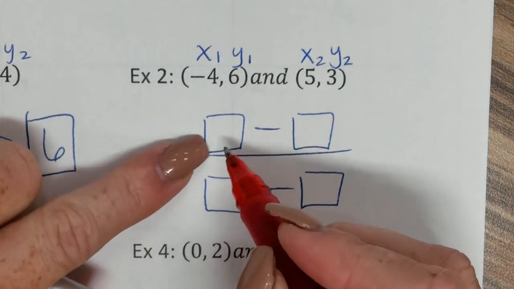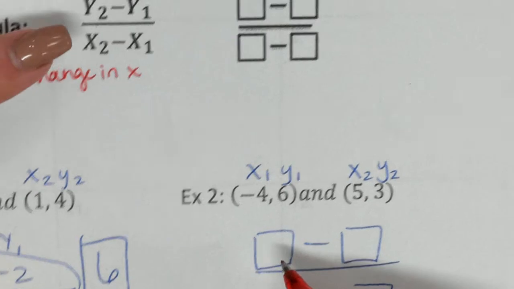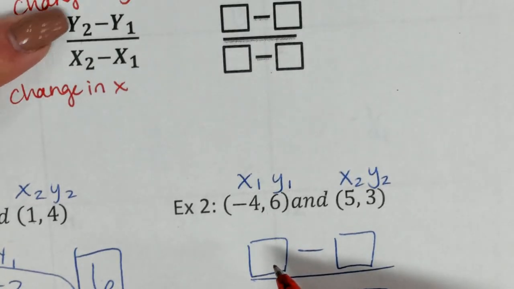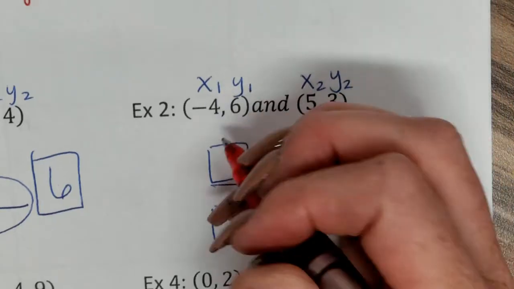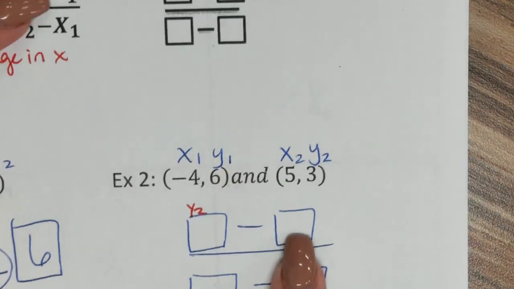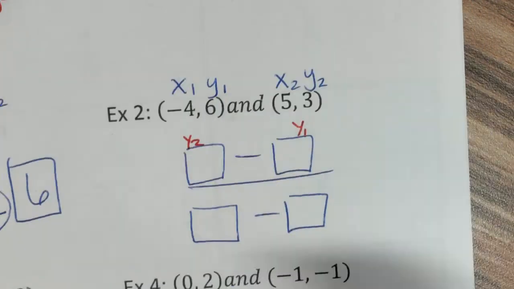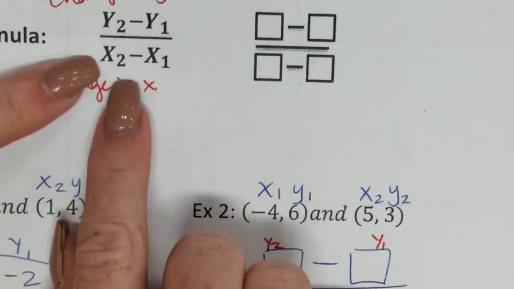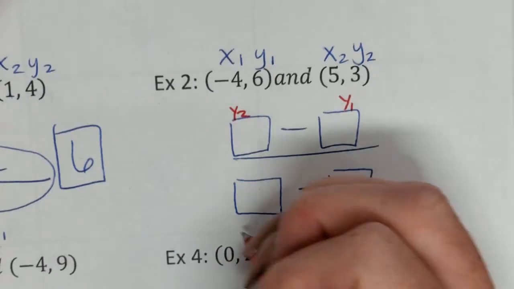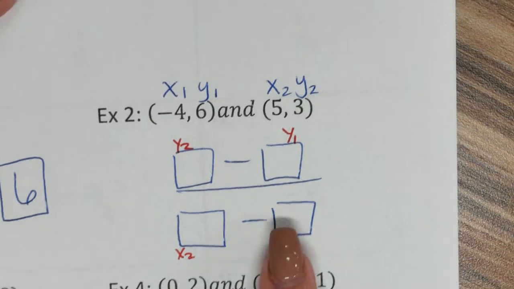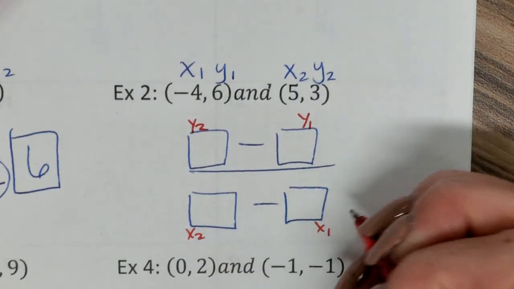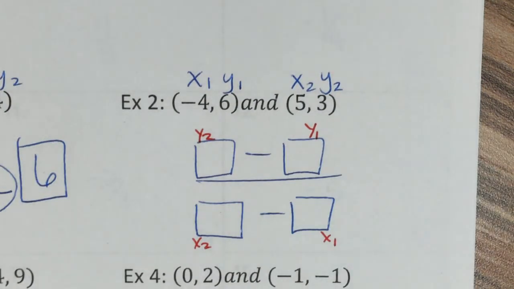In this box, the formula says we're going to put what? Y2. And this box, what does the formula say we're going to put? Y1. And then down at the bottom, what's going to go in this box? X2. And what's going to go in this box? X1. So notice how this will help you kind of get organized.